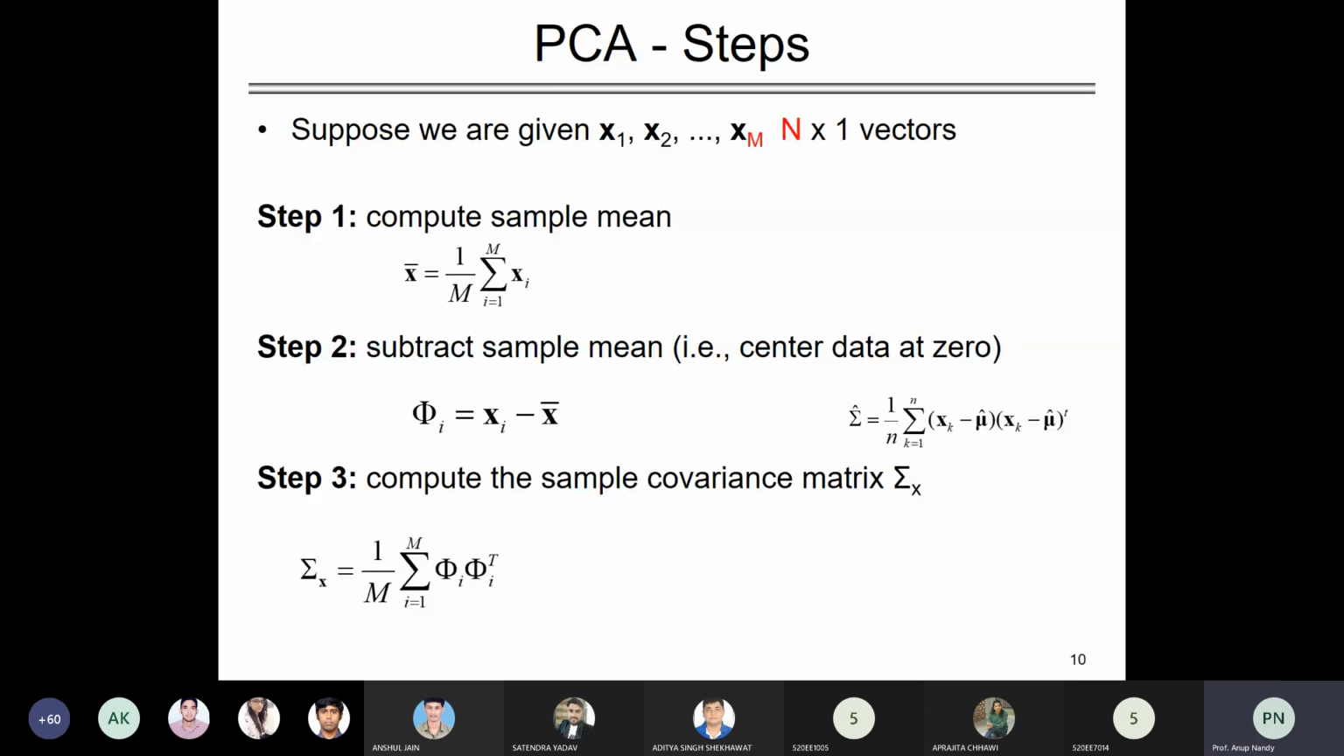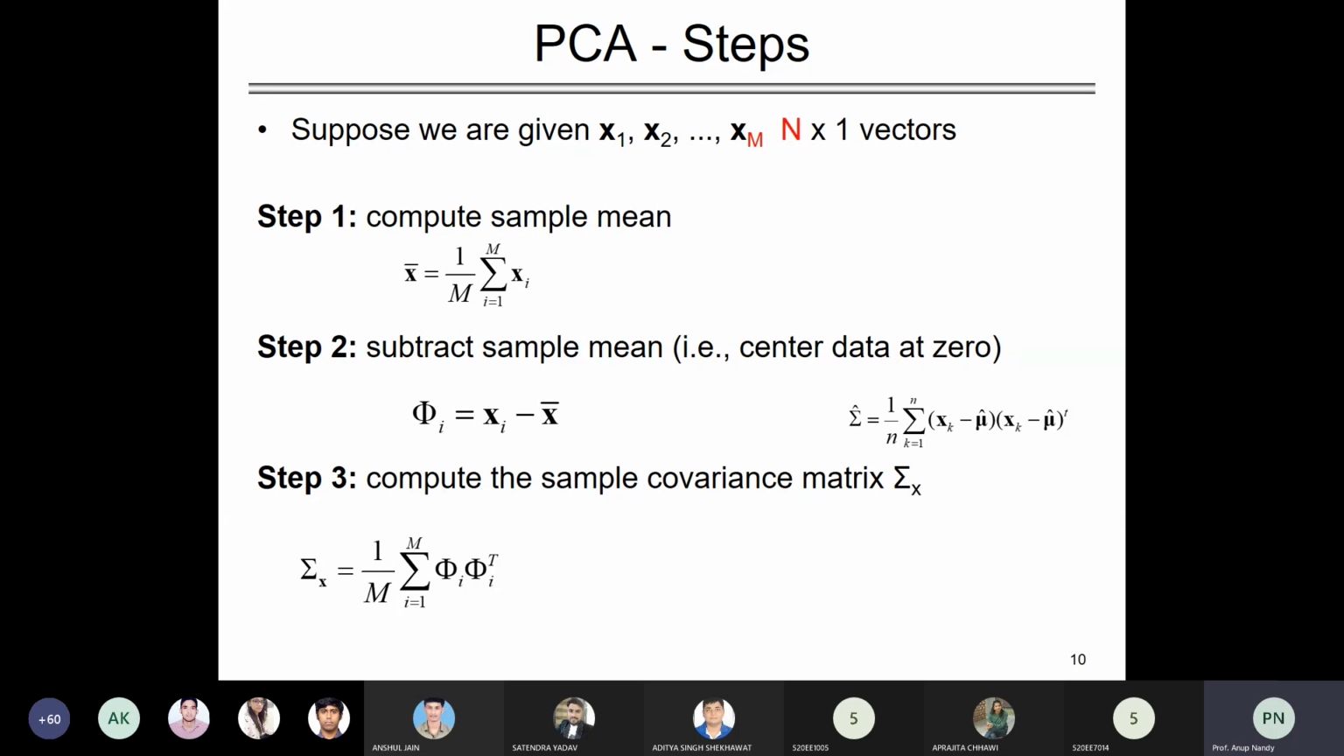This is the next step, where sigma hat is equal to 1 by n, sum over k is equal to 1 to n of xk minus mu into xk minus mu transpose. So you already know the formula for this sigma. Now you have to compute this sample covariance matrix sigma.